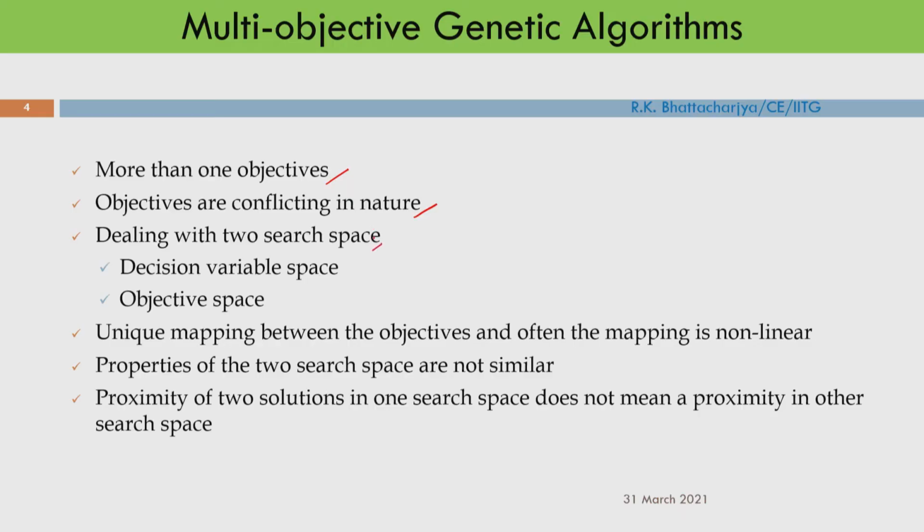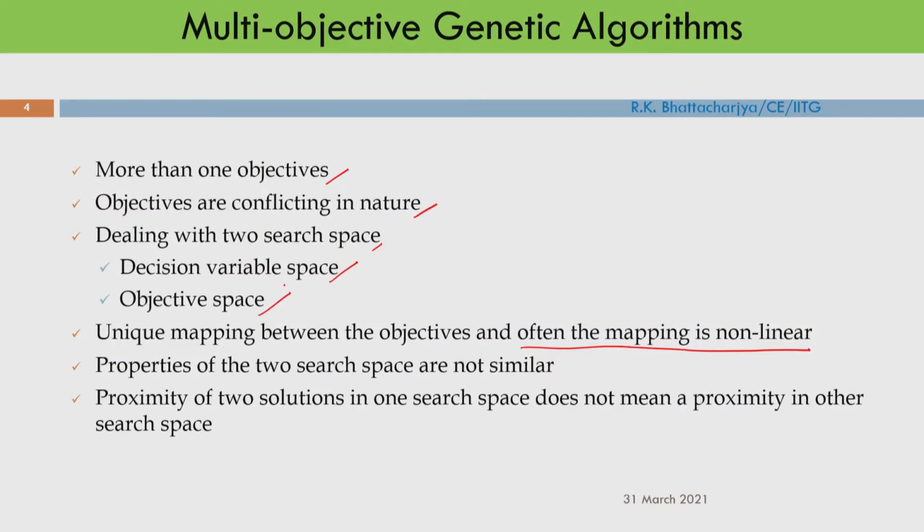Now, the third one is dealing with two search spaces: one is the decision variable search space and another one is the objective space. So, there are two search spaces. There is a unique mapping between the decision variables and the objectives, and often the mapping is non-linear. Then, properties of the two search spaces. As I said, there are two search spaces, one is the decision search space and one is the objective search space.